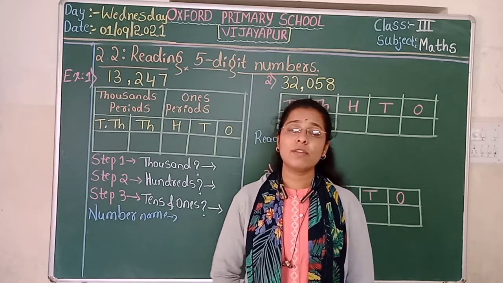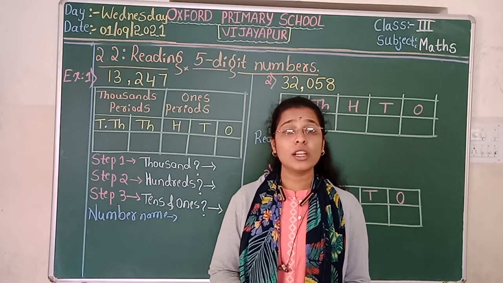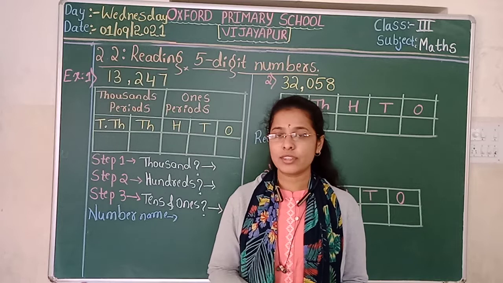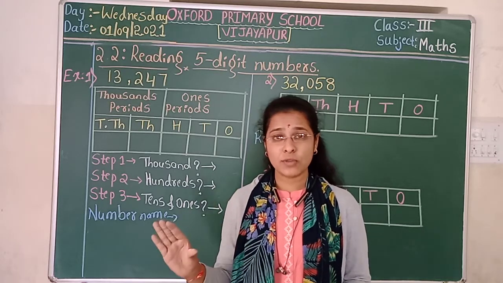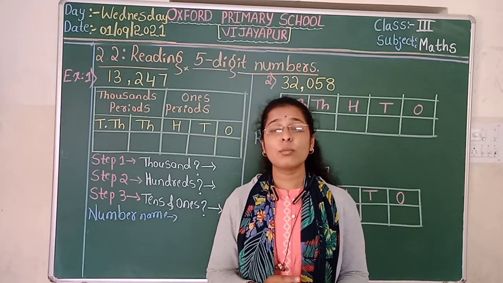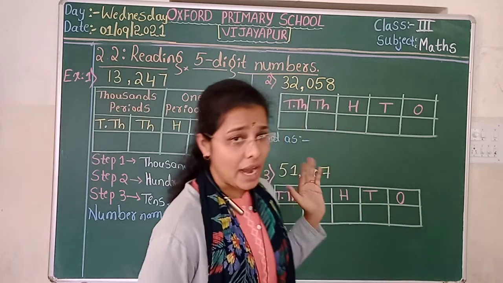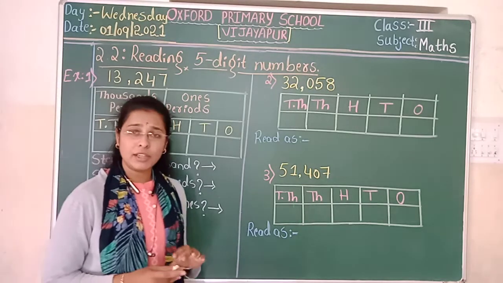In today's class, we will learn reading of 5-digit numbers. Till now, we learned about the reading and writing of 4-digit numbers. How did we write the 4-digit numbers? We made separation of thousands place, hundreds place, and ones, and both we together wrote. While coming to 5-digit numbers, what rules are we having? Step by step I will teach you.